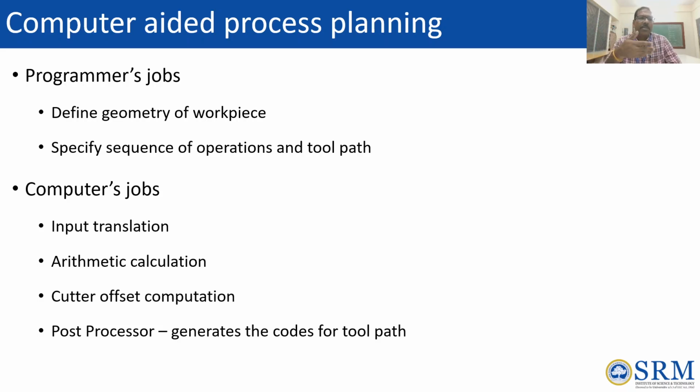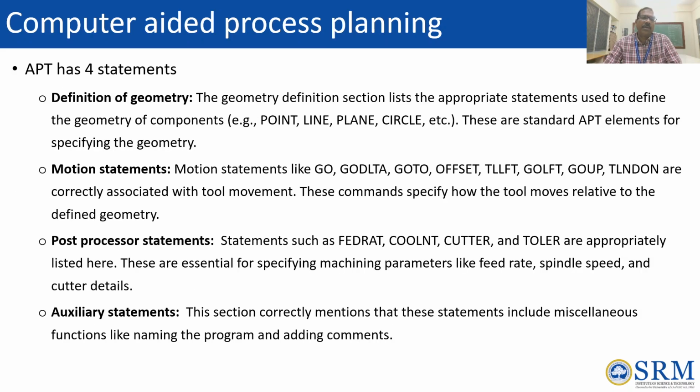It translates the information the programmer gives for the benefit of the machine control unit, and it also calculates some arithmetic, like how much the x coordinate and y coordinate should move. It will also automatically plan the cutter offset calculation and perform some post processing, like generating codes for the toolpath. So even though programmers give the inputs, those inputs are translated by the computer to make the machine control unit understand. The calculation is done in the computer processor.